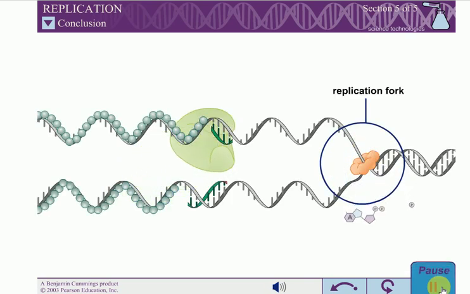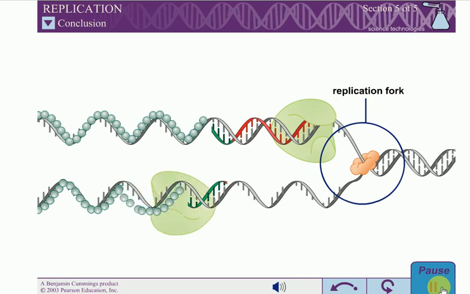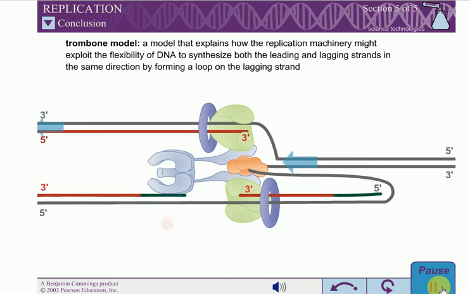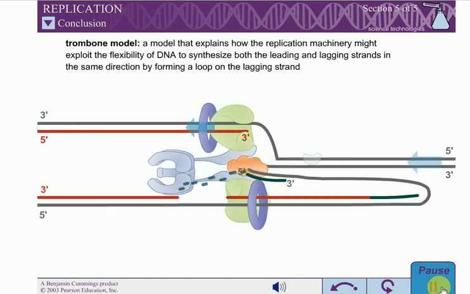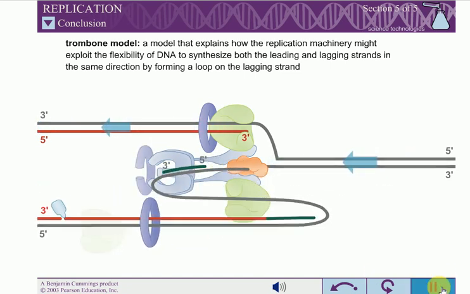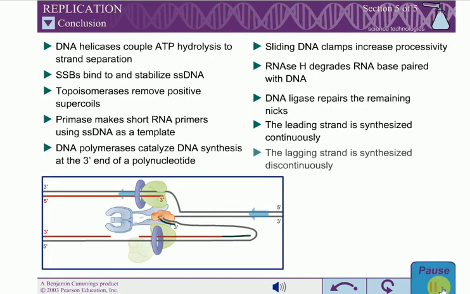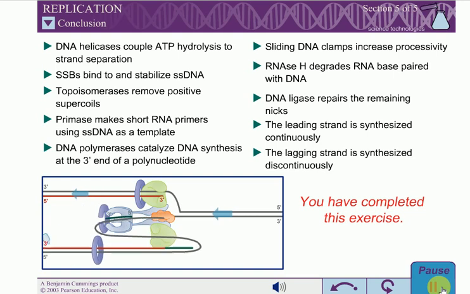The replication fork is the junction between the newly separated template strands and the unreplicated double-stranded DNA. Due to the anti-parallel nature of DNA, the leading strand is synthesized continuously toward the replication fork, while the lagging strand is synthesized discontinuously away from the replication fork. The trombone model explains how both strands are synthesized simultaneously. You have completed this exercise.